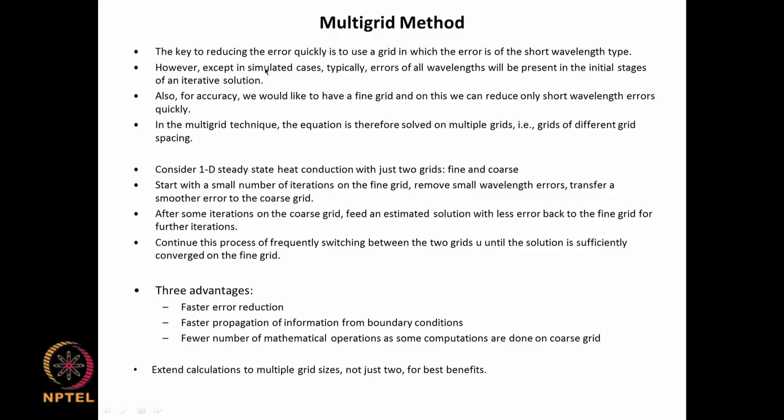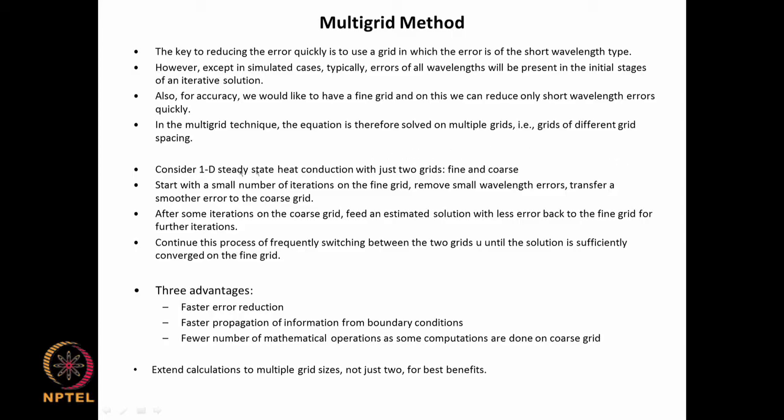So, let us just try to paraphrase this. The key to reducing error quickly is to use a grid in which the error is of short wavelength type. However, except in simulated cases like what we have just now seen, typically errors of all wavelengths will be present in the initial stages of an iterative solution, and also for accuracy we would like to have a fine grid, and on this we can reduce only short wavelength errors. So, in the multigrid technique the equation is solved on multiple grids, grids of different grid spacing.